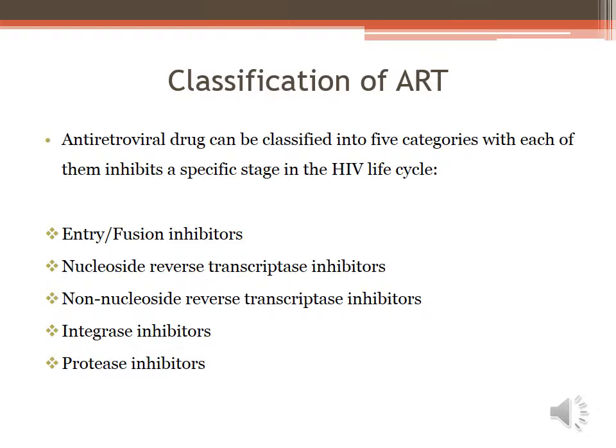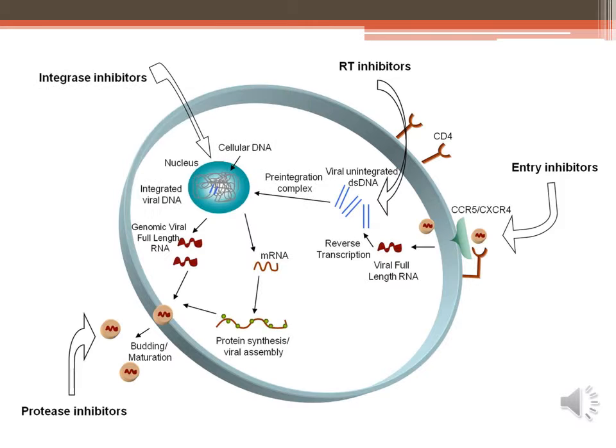Antiretroviral drugs can be classified into 5 major categories, in which each of them inhibits a specific stage in the HIV life cycle. There are fusion inhibitors, CC chemokine receptor type 5 antagonists, reverse transcriptase inhibitors, integrase inhibitors, and protease inhibitors. So this picture shows the mechanism and site of actions of the antiretroviral drugs.